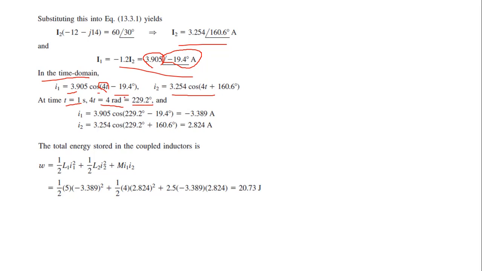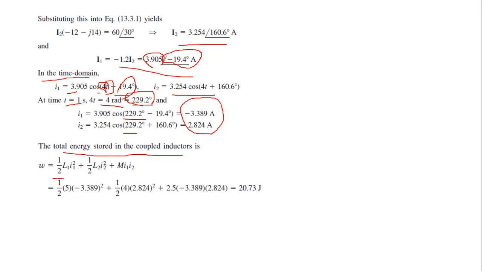Convert it into degrees because here the angle is written in degrees and this parameter is in radians. So we have to convert this into degrees again. Can you convert radians into degrees? Multiply by 180 by pi. So 4 times 180 divided by 3.14 will give you this value. Now substitute these values and find the value of current I1 and I2 at time t equal to 1 second.